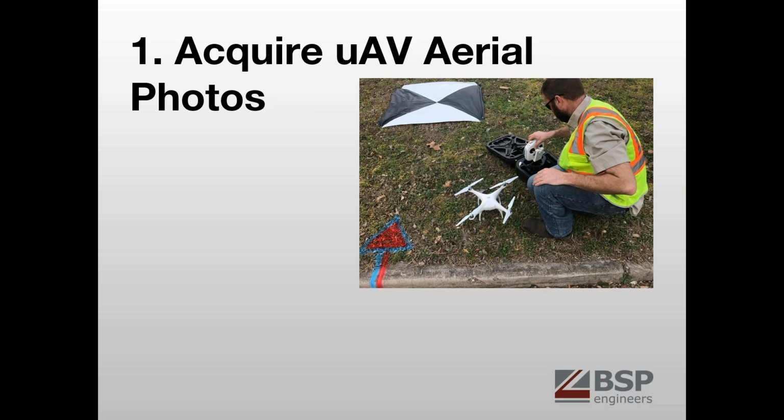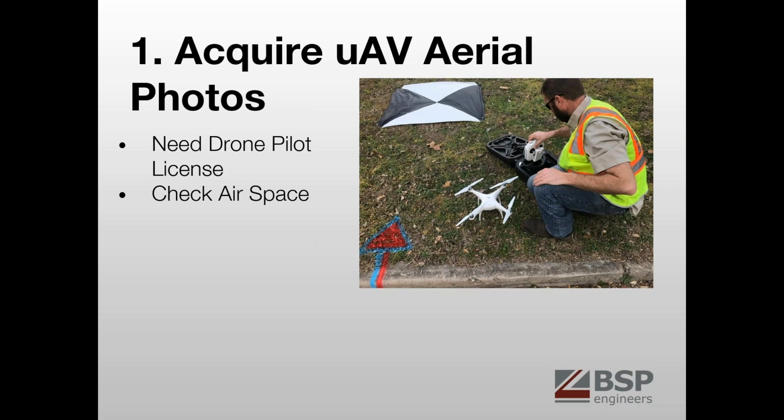So step number one is acquire the UAV aerial photos. This is sometimes called photogrammetric LiDAR. So obviously the first thing you need to do to collect aerial photos is you need a commercial drone pilot license. We have that in-house. We are Part 107 drone pilots here at BSP.